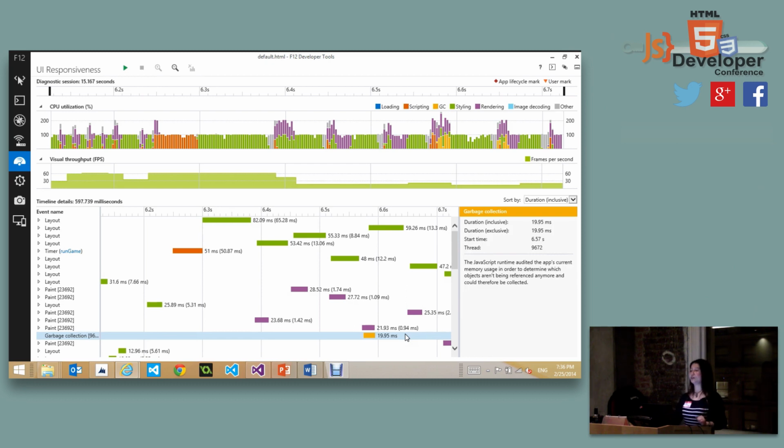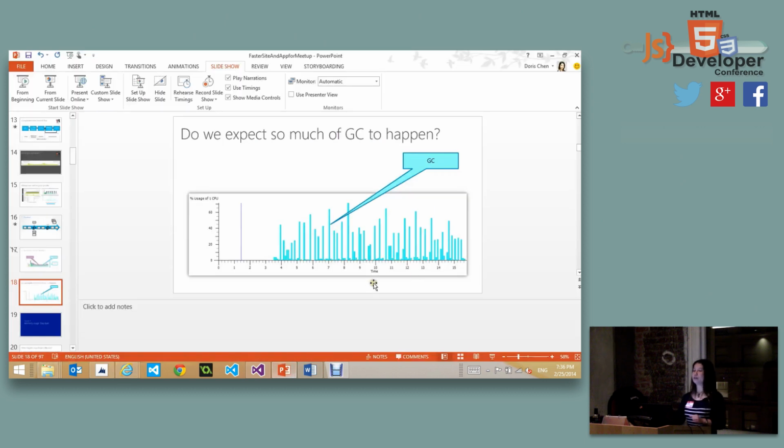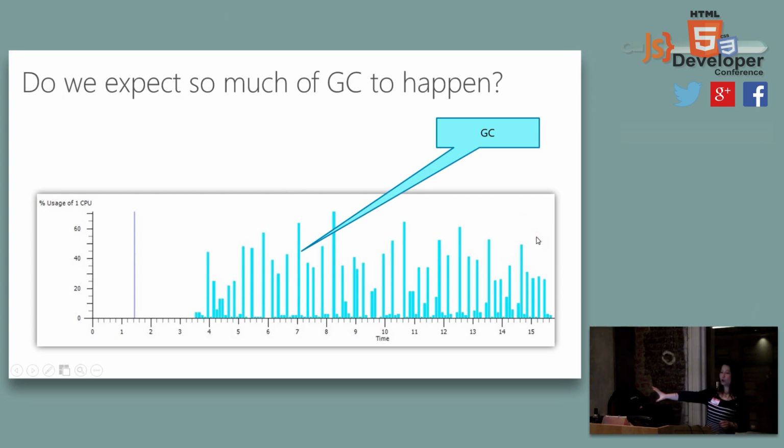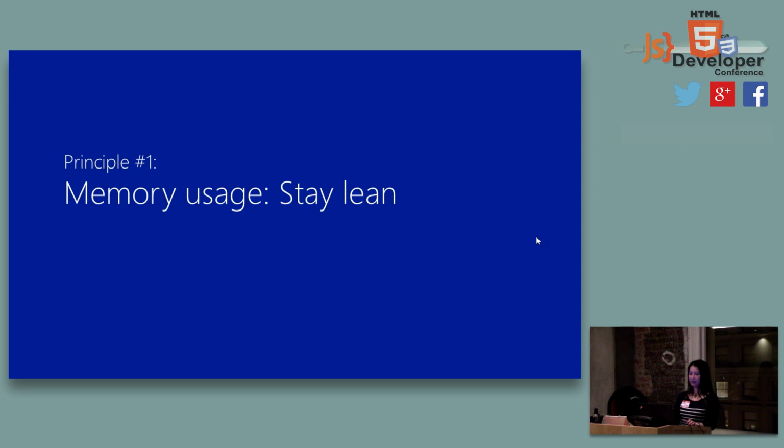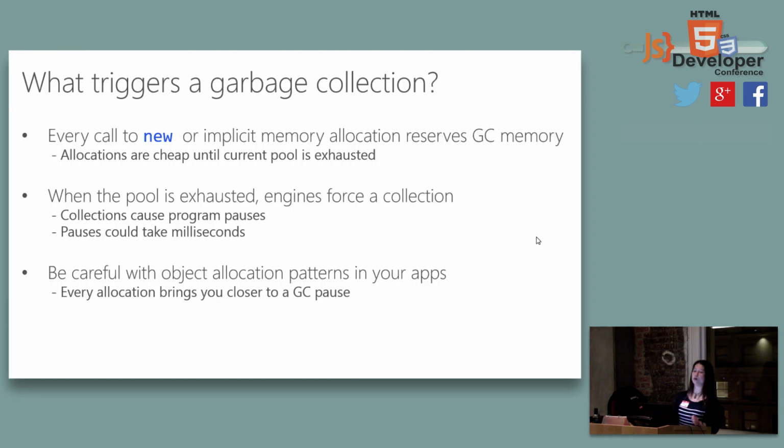Because of that, I used the performance data from the Windows Performance Analyzer to take a look at the detail of those garbage collections, because you don't want to see too many garbage collections going on. So let's continue from there. This is the first run data I got from my code, and it does seem like there's quite a bit of garbage collection going on. So my first principle is that memory usage stays lean. Staying lean is always important.